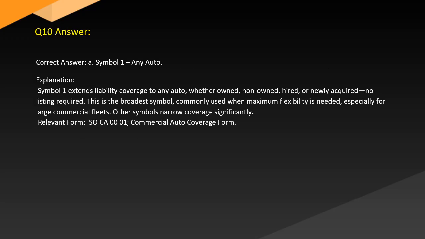Answer. Correct answer: Symbol 1, any auto. Explanation: Symbol 1 extends liability coverage to any auto, whether owned, non-owned, hired, or newly acquired. No listing required. This is the broadest symbol, commonly used when maximum flexibility is needed, especially for large commercial fleets. Other symbols narrow coverage significantly. A relevant form: ISO CA 00 01, a commercial auto coverage form.